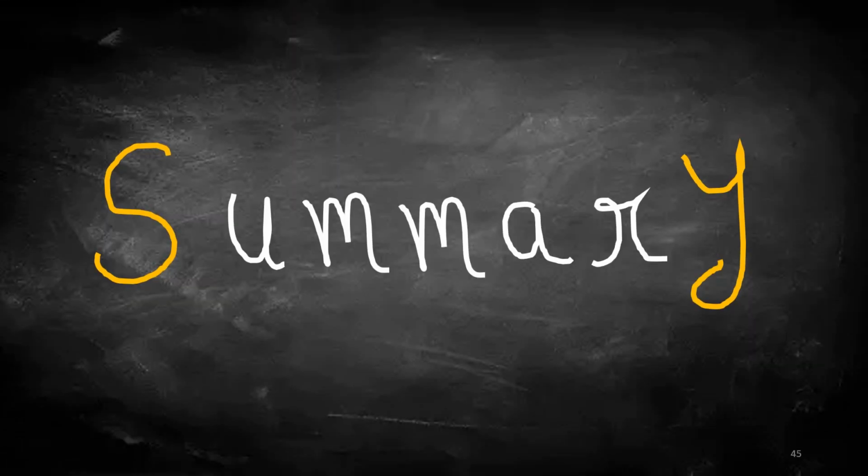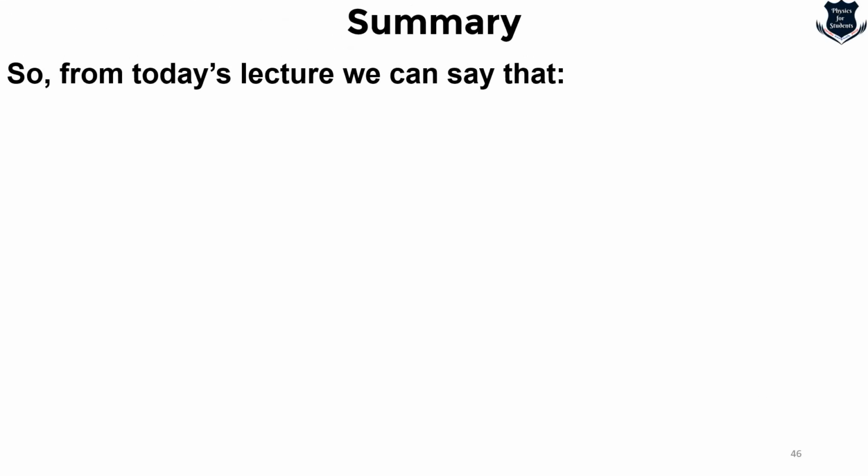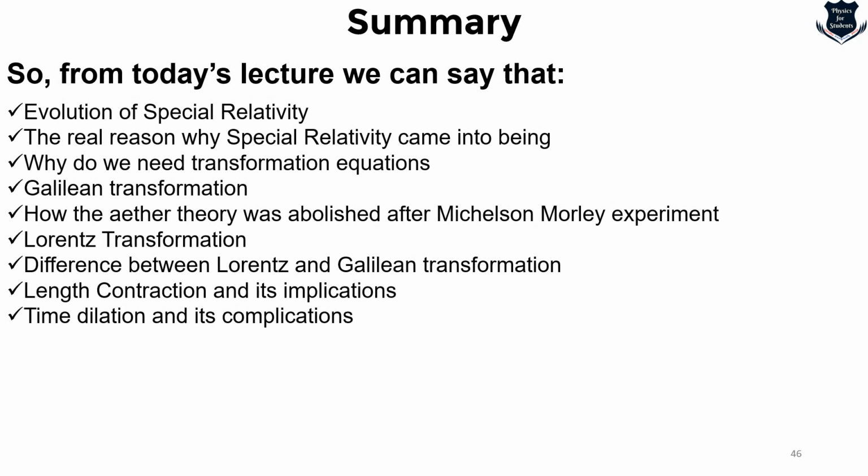So that's it, and I think we should do a quick summary to find out what we have learned today. From today's lecture we can say these things. We understood the evolution of special relativity, a little bit of history, the real reason and motivation why special relativity came, and what the limitations of classical mechanics were. And why we need transformation equations.